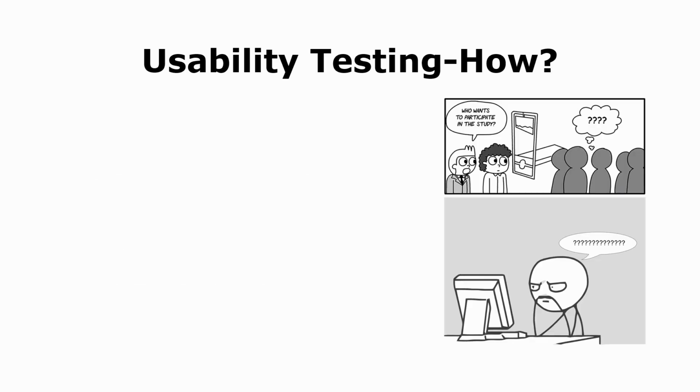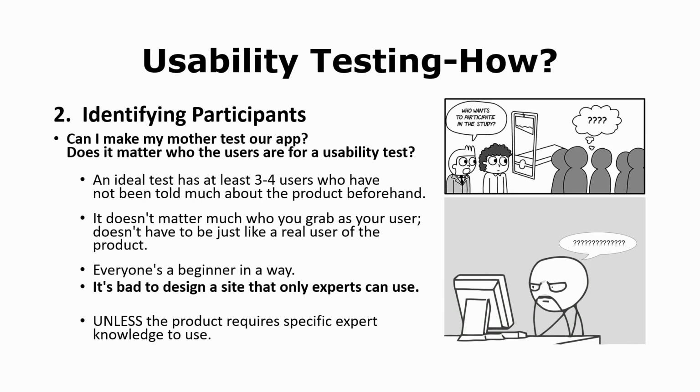Let's look next. So next is identifying participants. Would you just have anybody as a participant for your usability test? How do you identify them? Typically the rule of thumb is, get somebody from your customer discovery who showed a lot of enthusiasm for your product or the product idea.